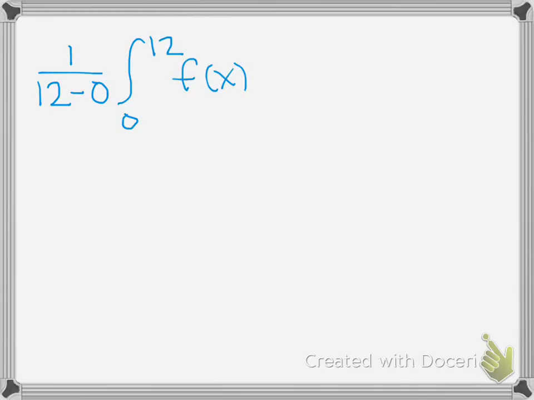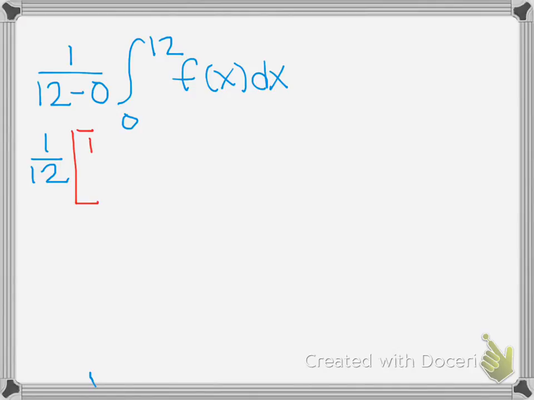So using the trapezoidal rule, we have 1 over 12 minus 0. We're starting noon at 0, and midnight will be 12. The integral from 0 to 12 of our function, f of x dx. So that's the average temperature. Using the trapezoidal rule on that, we're going to let the 1 over 12 hang out on the outside. Then we're going to bring in our trapezoidal approximation.